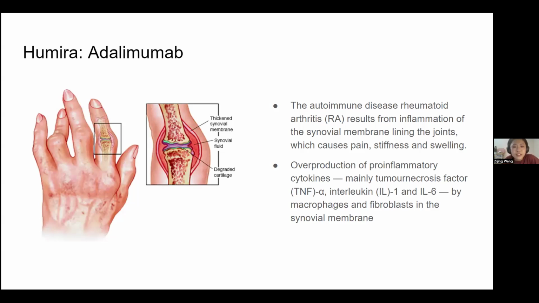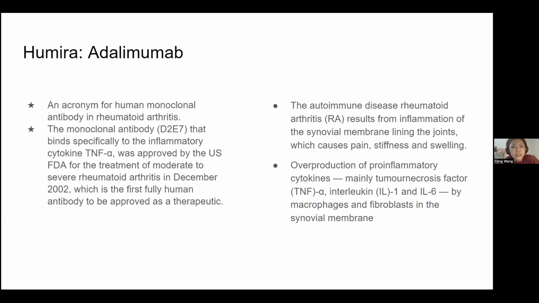And so the drug itself is called adalimumab. It is a monoclonal antibody. It was originally named D2E7 before it came out as a drug on the market. It binds to tumor necrosis factor alpha and stops the pro-inflammatory reaction triggered by these cytokines.